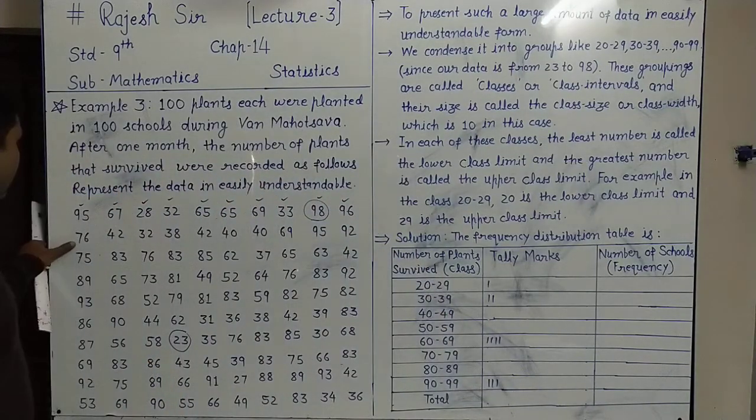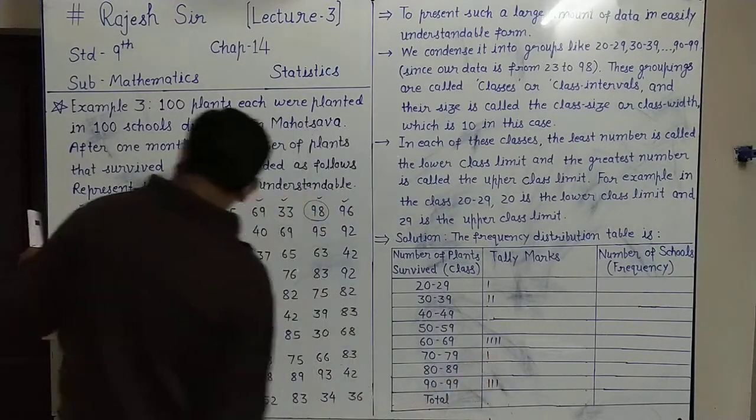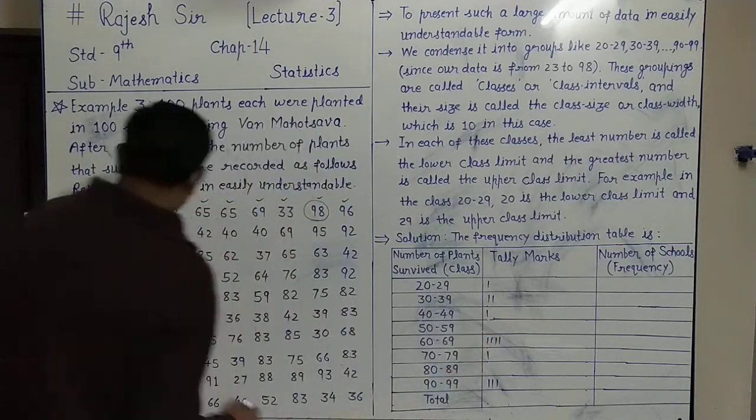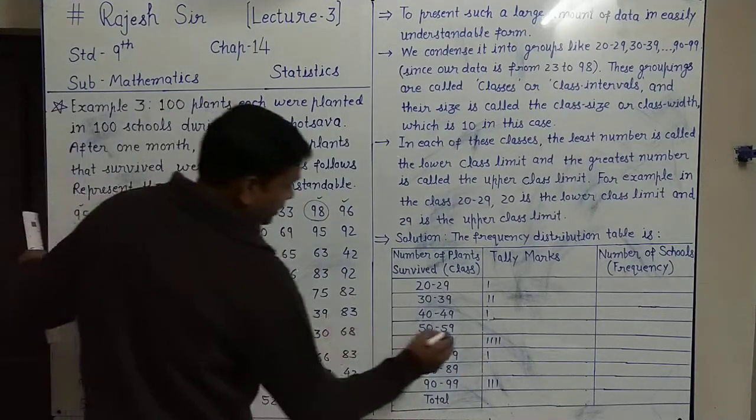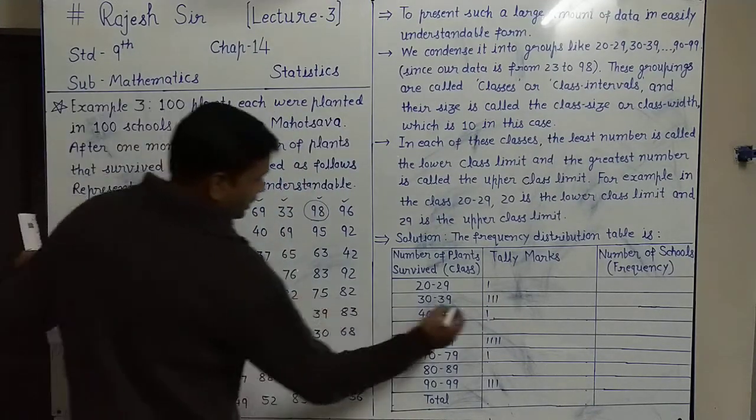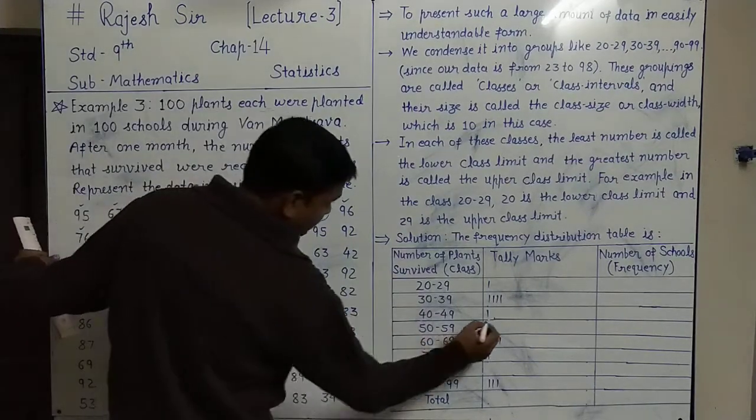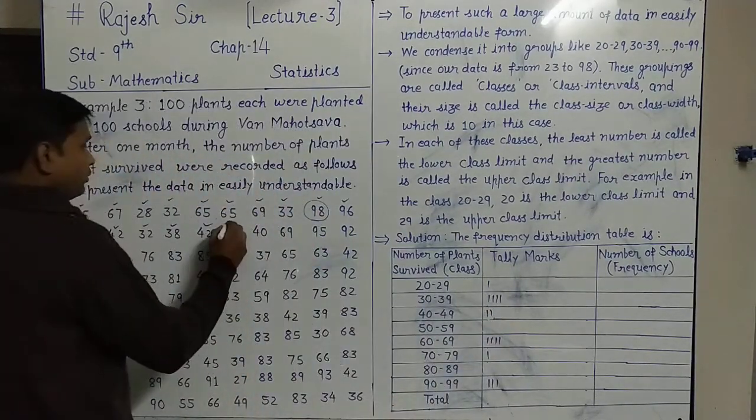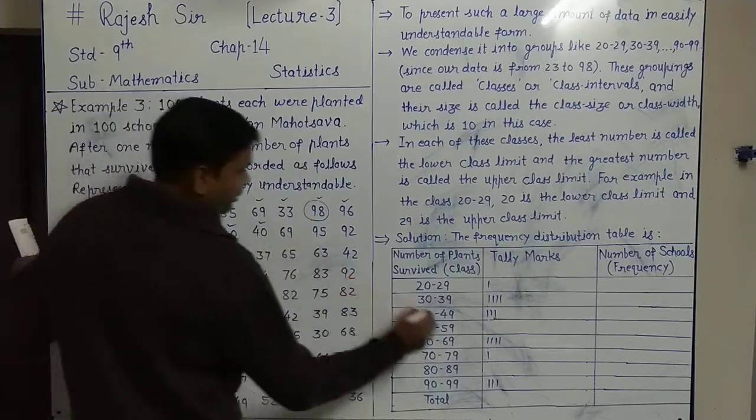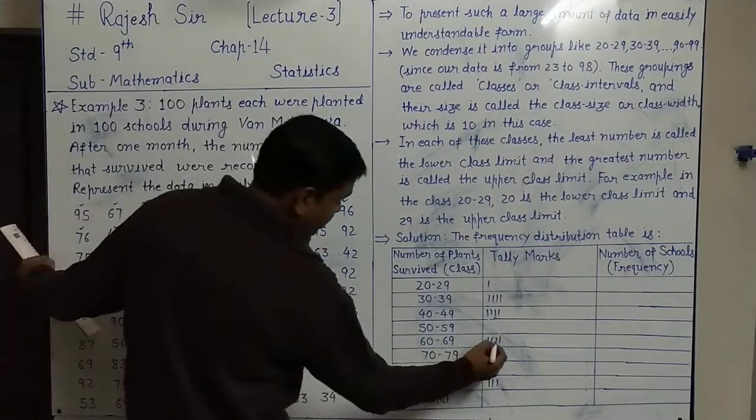Then the second row: 76 in 70 to 79. 42 in 40 to 49. 32 in 30 to 39. 38 again in 30 to 39. 42 is in 40 to 49. 40 is in 40 to 49. Again 40, so again 40 to 49. 69 is in 60 to 69.